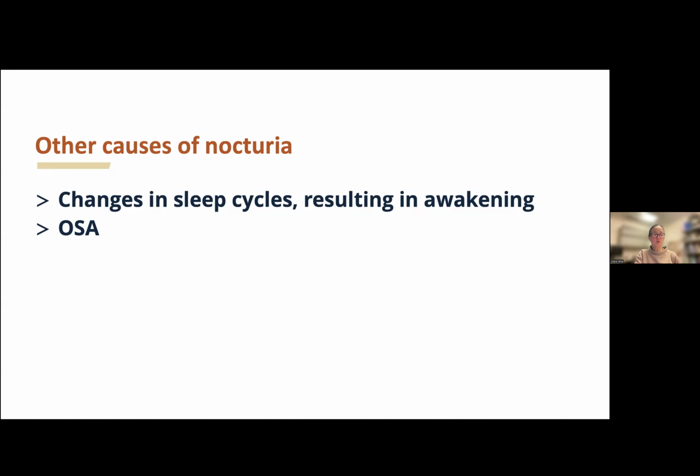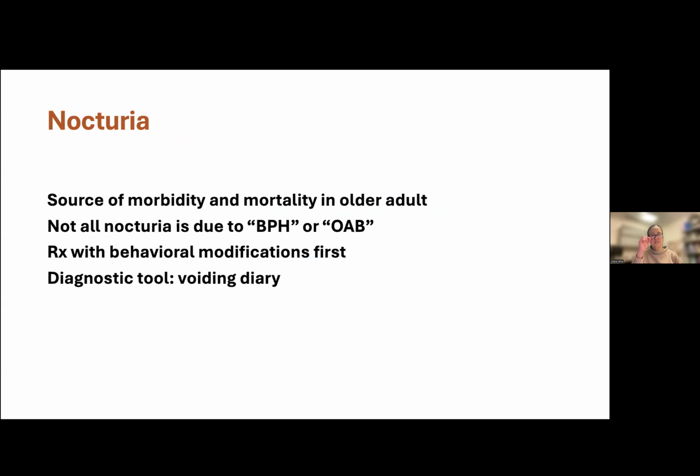And so they don't wake up as frequently, even with the same amount of urine production. So the take-home from this is that nocturia is a source of morbidity and mortality in the older adult. One factor to keep in mind is that not all nocturia is due to BPH or overactive bladder. And in the primary care clinic, behavioral modifications first, and there's a diagnostic tool called a voiding diary.